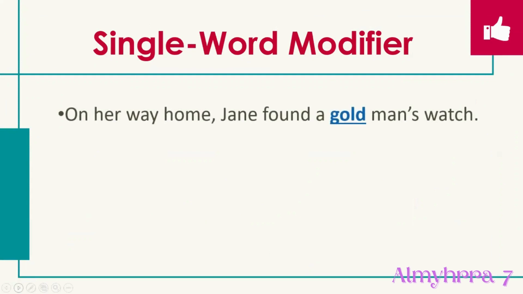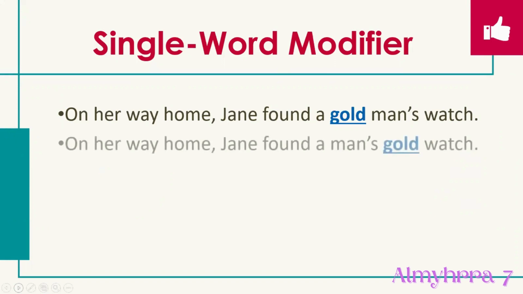On her way home, Jane found a goldman's watch. We have here the word gold being placed beside the possessive noun man's, which means that it was the man who is covered in gold, probably. So that we are describing here that a man is made of gold. On her way home, Jane found a man's gold watch.